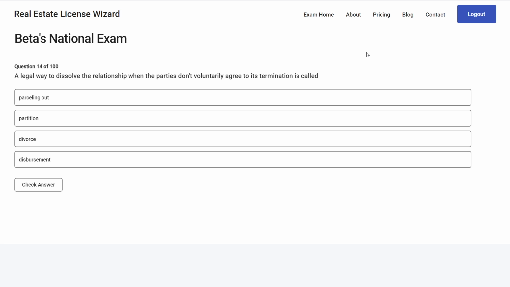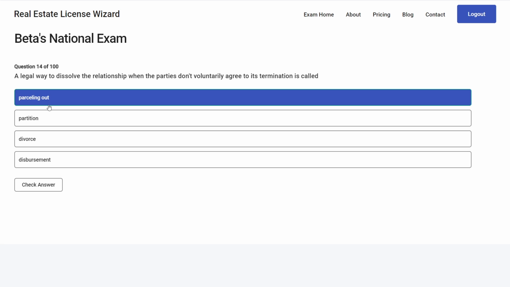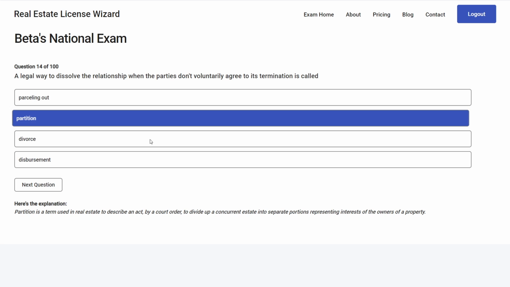All right. So the correct answer for this one is partition. Second option. Partition is a term used in real estate to describe an act by court order to divide up a concurrent estate into separate portions representing interests of the owners of a property.